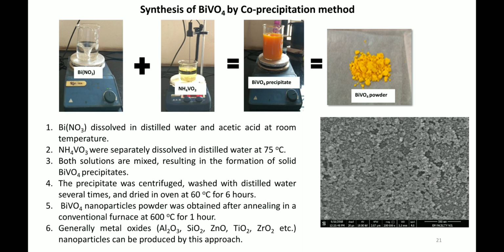Generally, metal oxides like Al2O3, SiO2, zinc oxide, TiO2, zirconium oxide, all these kinds of nanoparticles can be produced by this approach. So this is a very useful approach.